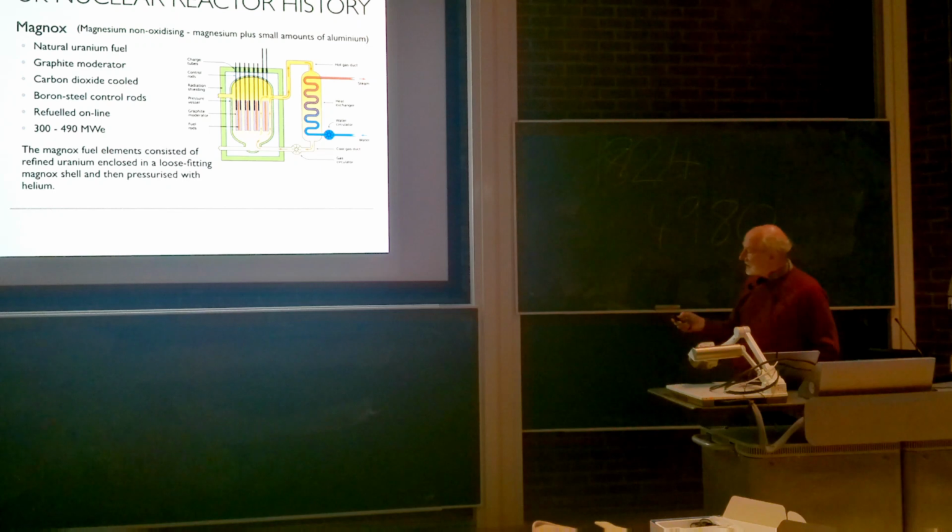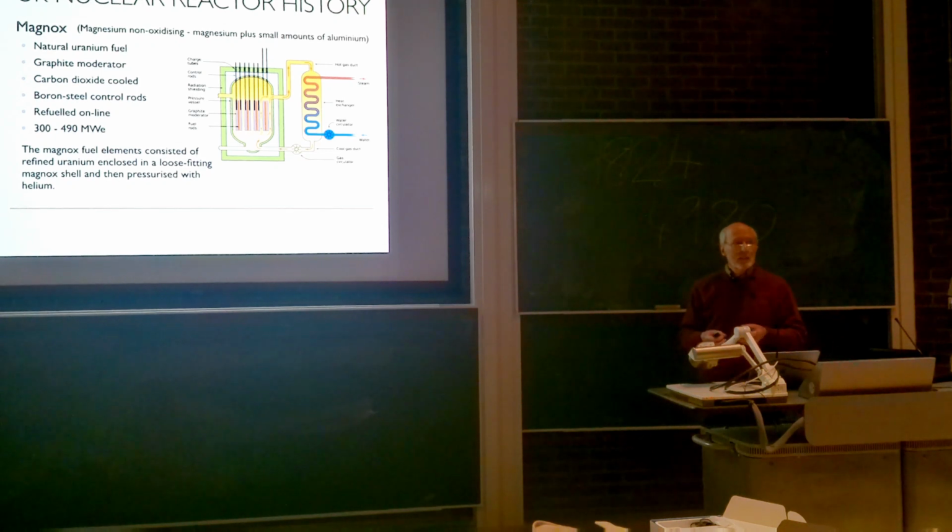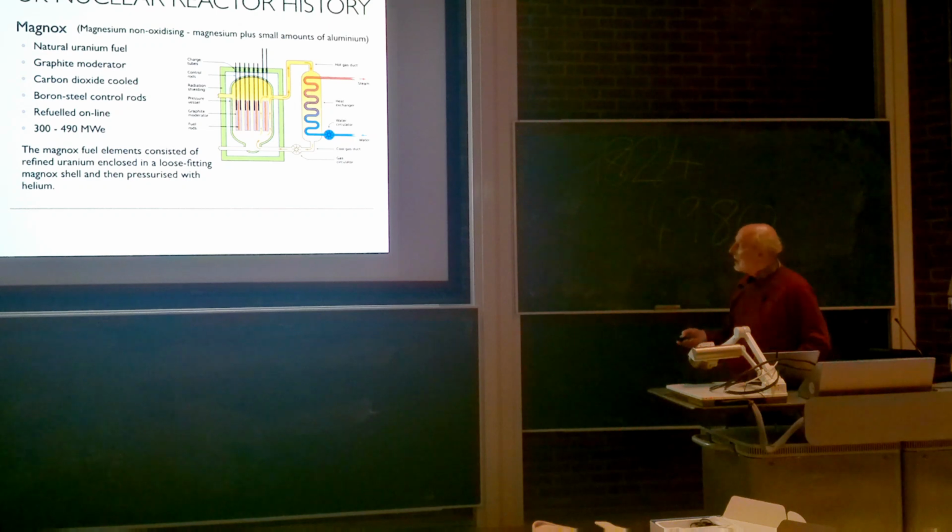So, Magnox reactors. Magnox is magnesium non-oxidizing. It's used to contain the fuel elements. So the fuel is put into Magnox enclosures and pressurized with helium. So here you have a reactor core made up of these Magnox tubes filled with natural uranium. So that's uranium, mainly uranium-238, but with a small amount of uranium-235.